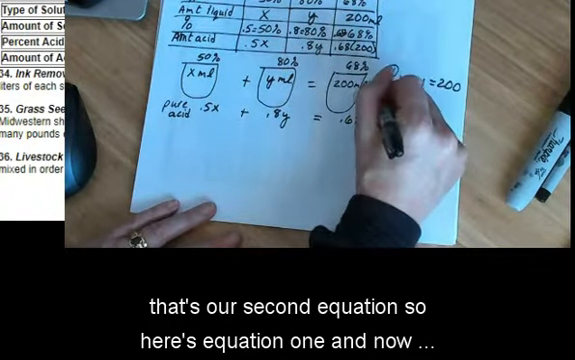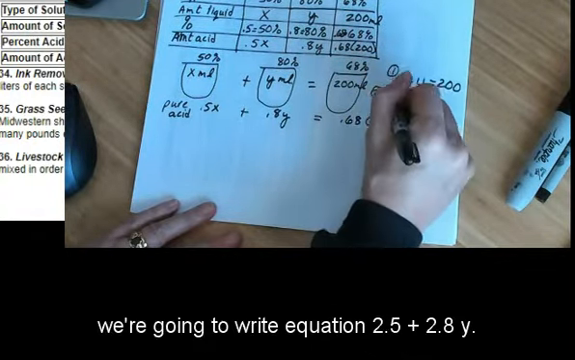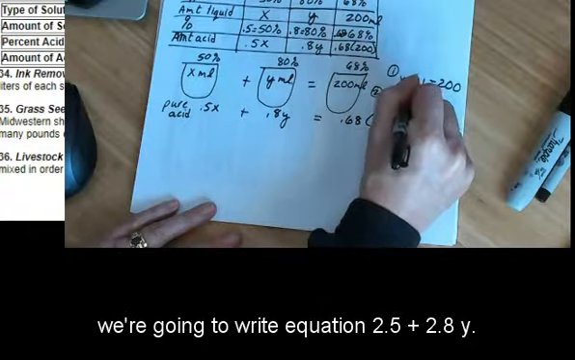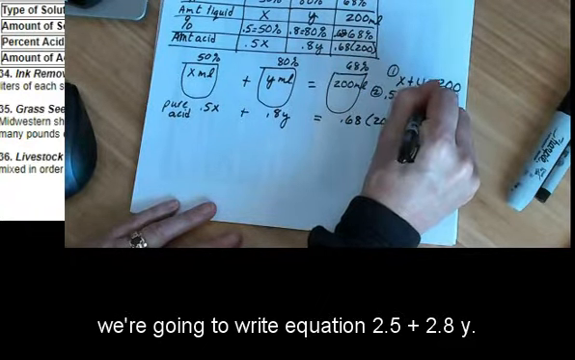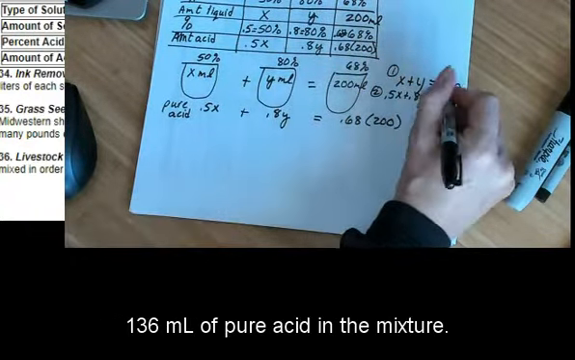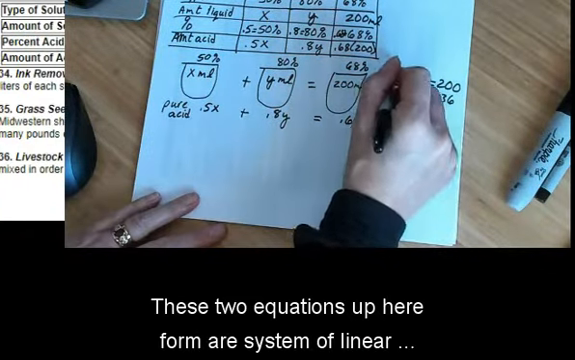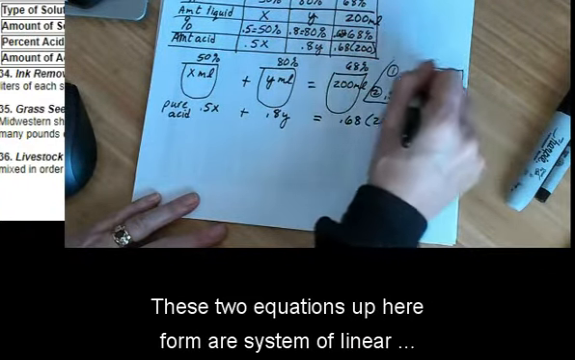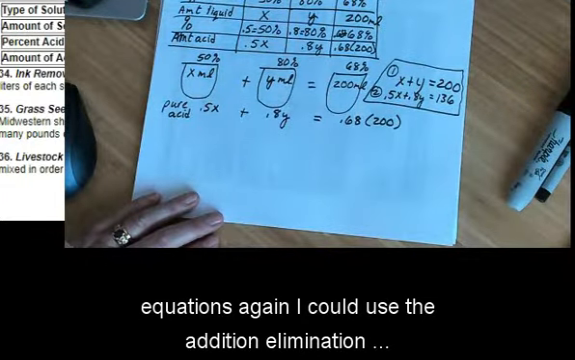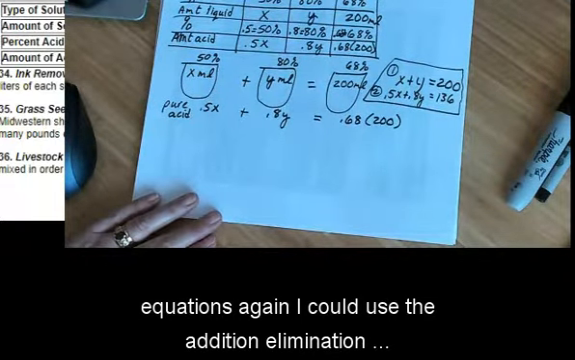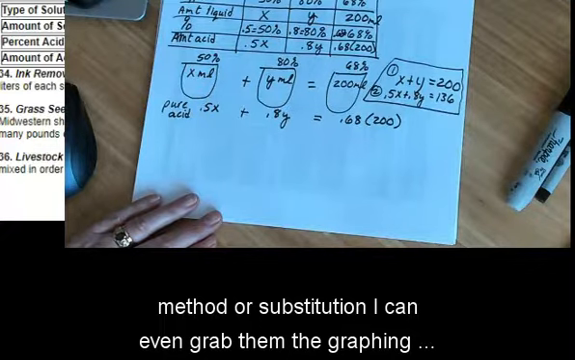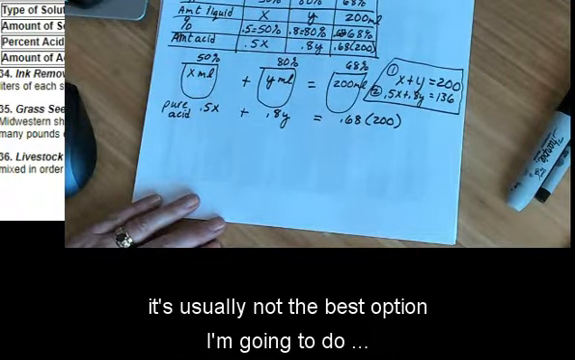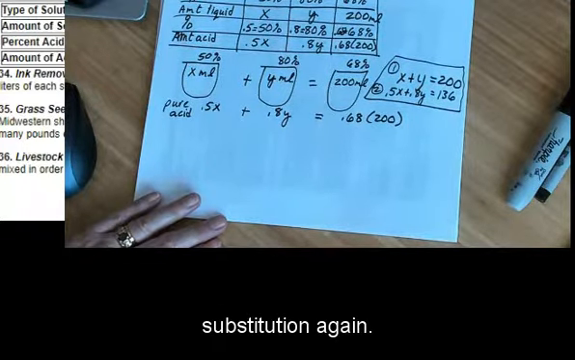So here's equation 1, and now we're going to write equation 2: 0.5x plus 0.8y equals 136 milliliters of pure acid in the mixture. These two equations form our system of linear equations. Again, I could use the addition-elimination method or substitution. I could even graph them, but graphing is usually not the best option. I'm going to do substitution again.